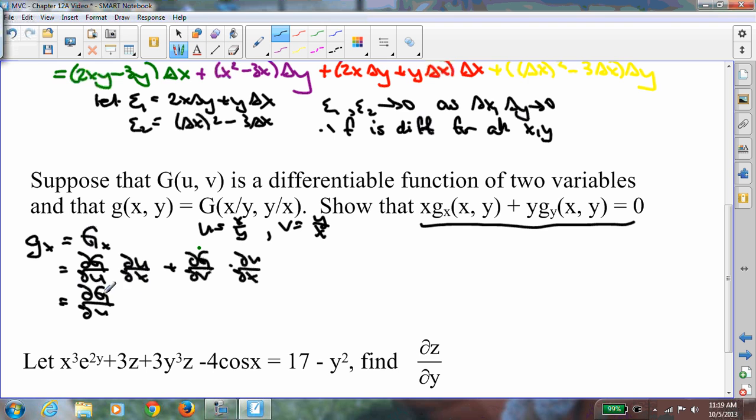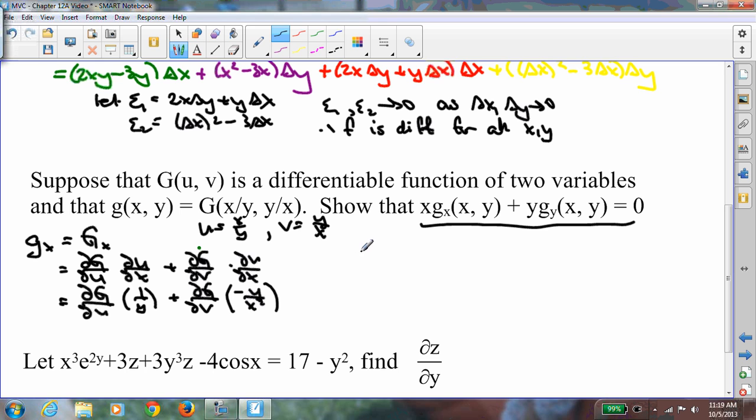Partial of u with respect to x is going to be 1 over y. Partial of g with respect to v, same thing, I'm going to leave that there. And the partial of v with respect to x is now going to be negative y over x squared.